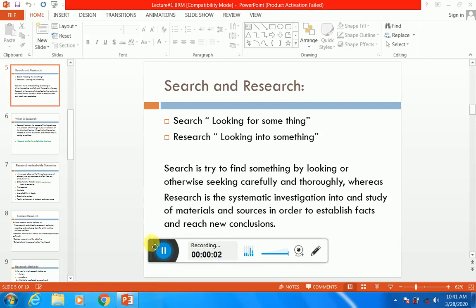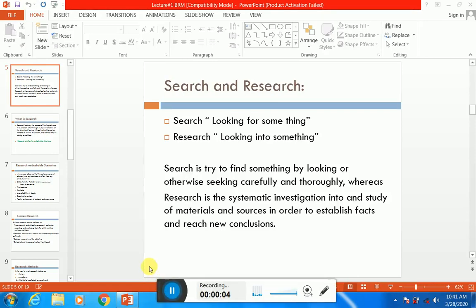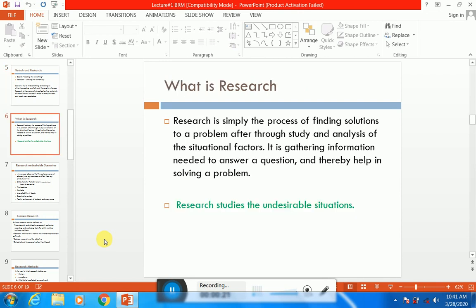Okay students, in the last slide we already discussed the difference between search and research. Search simply means looking for something new, and research simply means searching again and again an old thing to find out a new thing. Now we will move to the next slide: what is research.